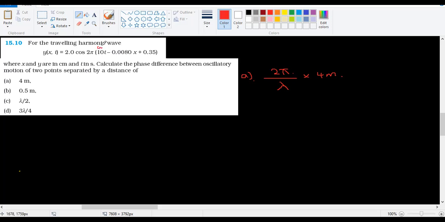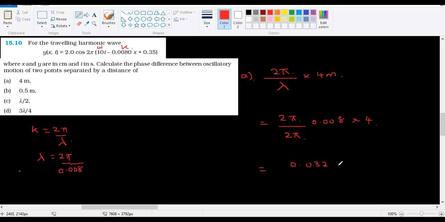So this is omega t, and this is kx. So k is equal to 2 pi by lambda, so lambda is equal to 2 pi by k. So k is 0.0, these two cancel, so I'll be getting 0.03. That many radians.